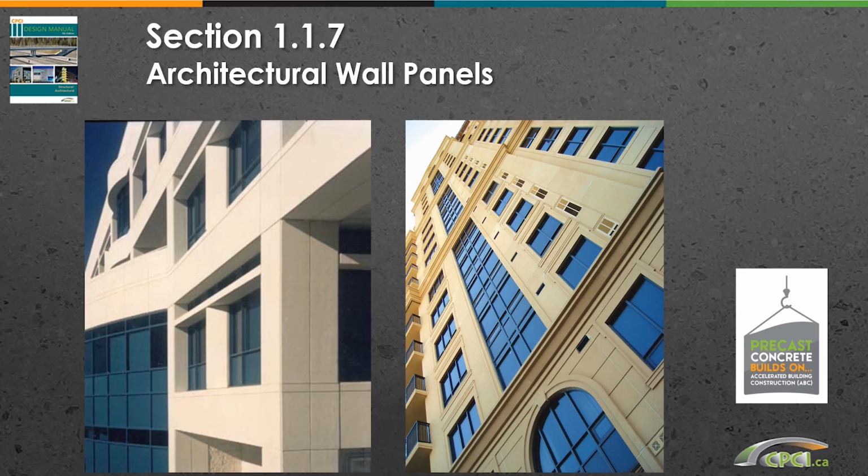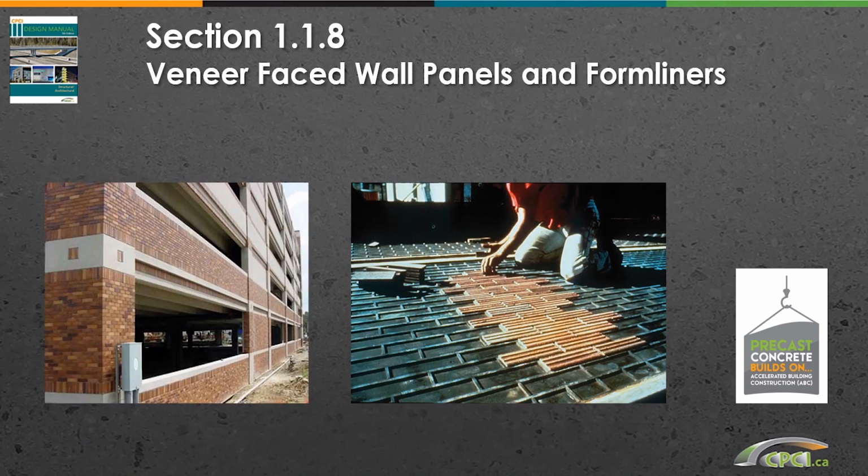Architectural wall panels are introduced in section 1.1.7. Detailed information on the design consideration for architectural wall panels can be found in Chapter 5 of the Design Manual. In addition, readers can also find more information on the design of architectural precast wall assemblies in the recently published CPCI technical publication, Architectural Precast Concrete Walls Best Practice Guide, authored by M.E. Hackborn. Section 1.1.8 provides an introduction to veneer face wall panels and formliners.